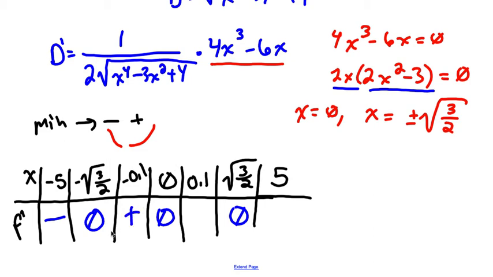So right now we know that this is a min. 0.1 gives us a positive times a negative, which is a negative. 0 would be a max, so we're going to ignore that one because that's not what we're worried about. And when we plug in 5, we get a positive times a positive, which is positive. So these two are both mins, plus or minus square root of 3 over 2.